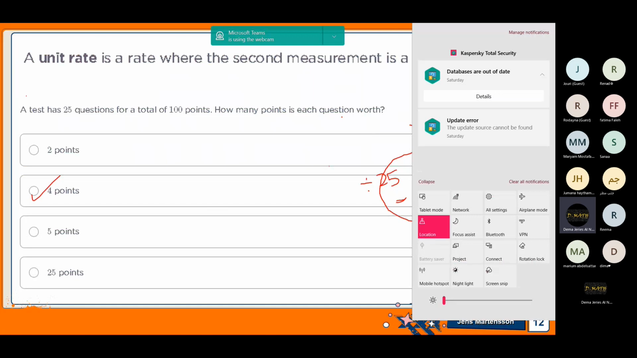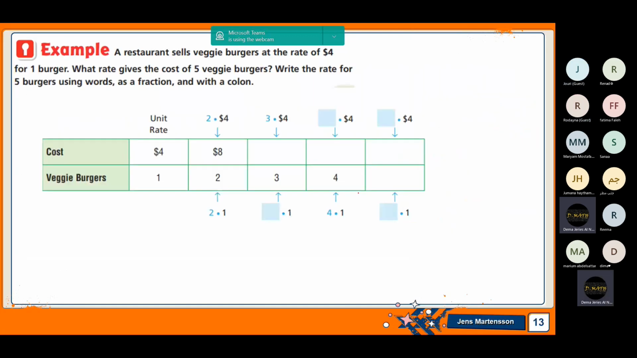Thank you. Now, all of you, please open your book, page 218. A restaurant sells veggie burgers at the rate of $4 for one burger. So $4 for one burger. Is it a rate, ratio, or unit rate? Unit rate. Bravo. I compare between two different quantities with different units per one. So it will be unit rate.